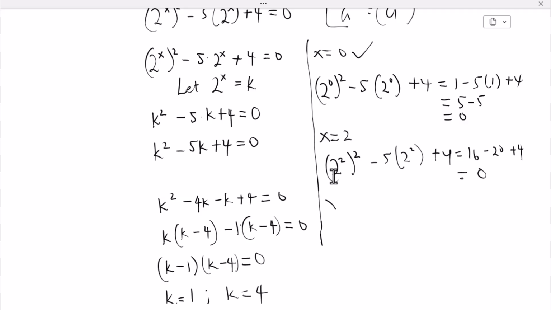So x is therefore equal to 0 or x is equal to 2.